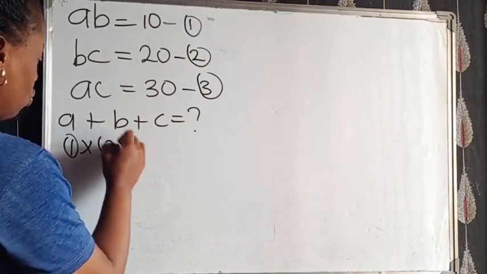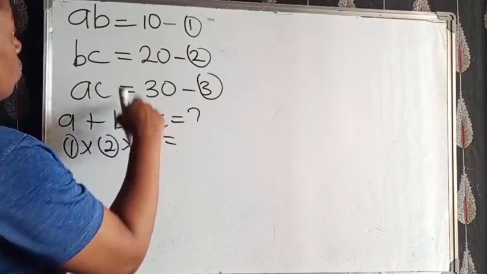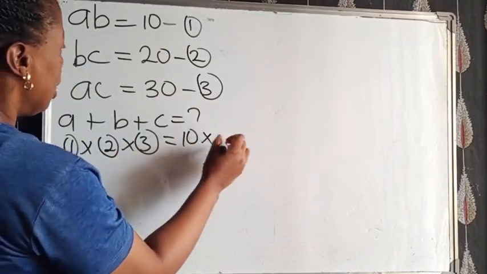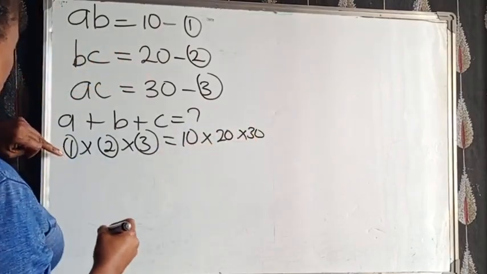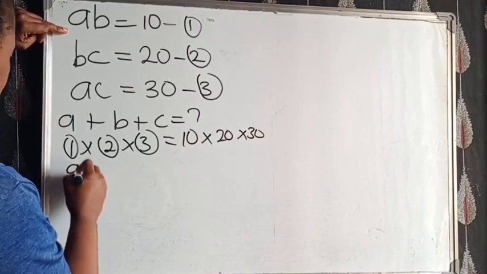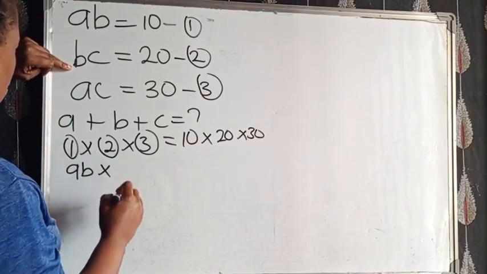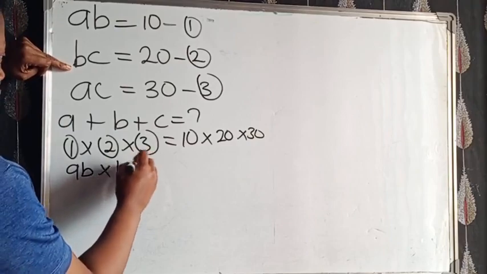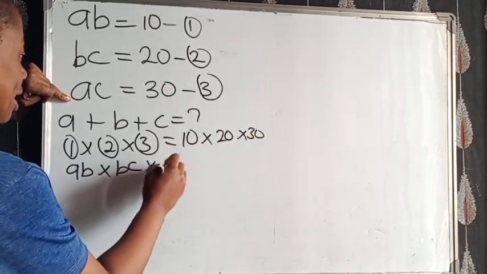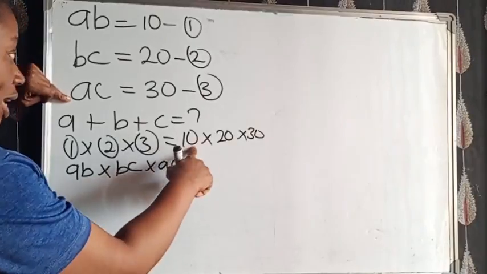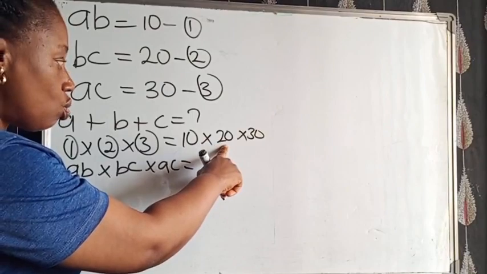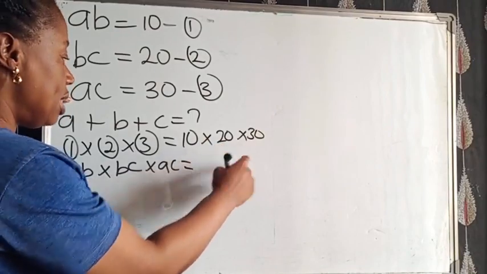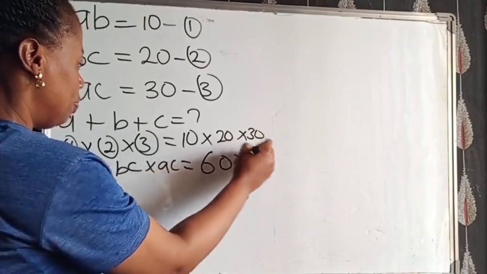1 times 2 times 3 will be equal to 10 times 20 times 30. So equation 1 is AB, equation 2 is BC, equation 3 is AC. So 10 times 20 is 200. 200 times 30 is 6,000.